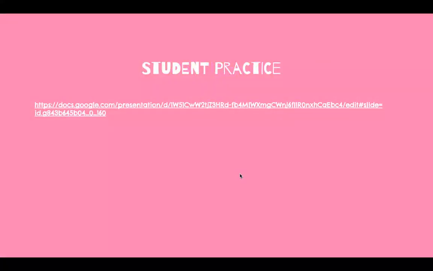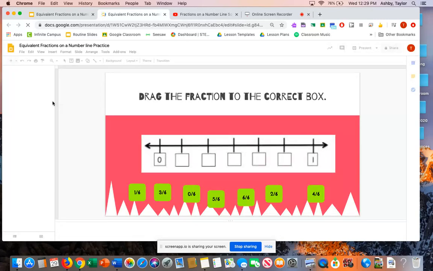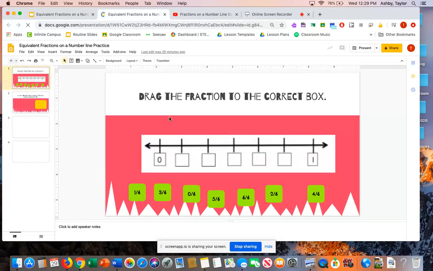I wanted to show you a little bit what your practice will look like once you go to do this independently. So on Google Classroom, you will find your assignment. It's called Equivalent Fractions on a Number Line Practice. So the first thing that you'll see is a slide that says drag the fraction to the correct box. Your job as a mathematician is to take these green boxes and line them up with the correct fraction.